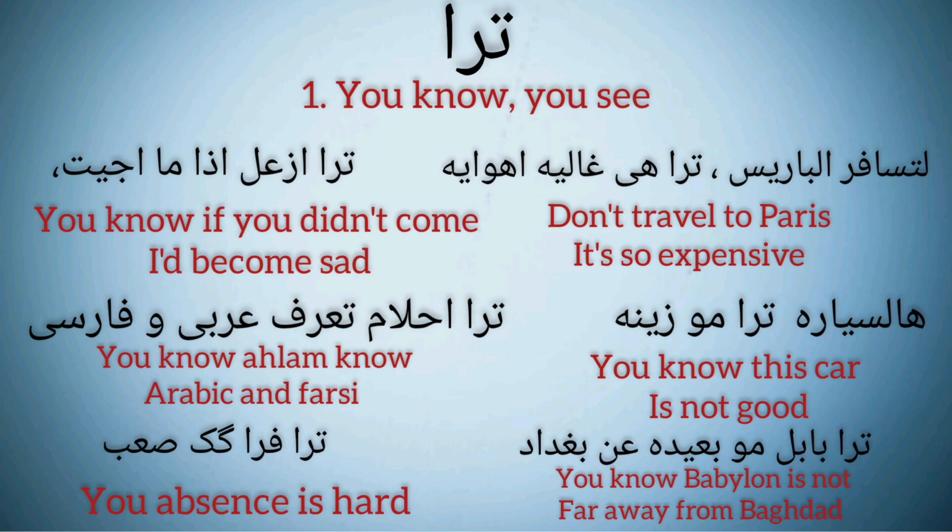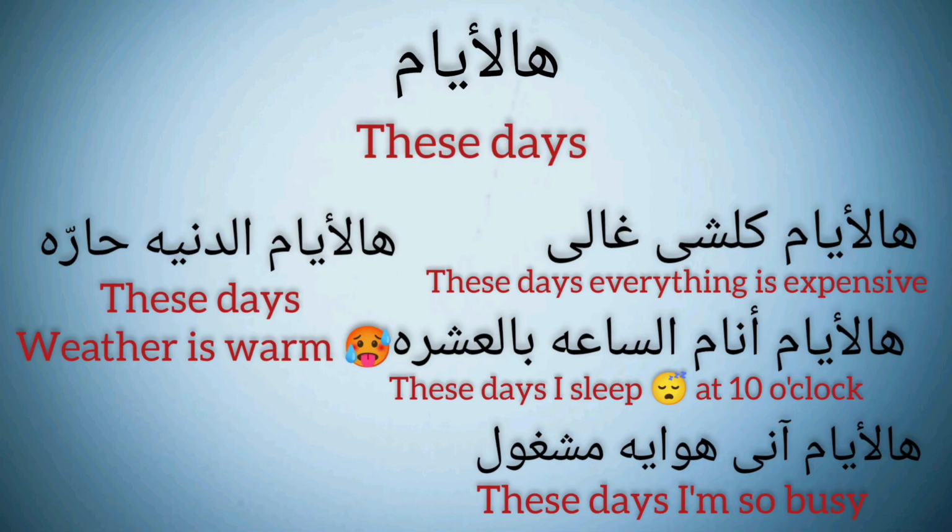ترى بابل مو بعيد عن بغداد. You know, Babylon is not far away from Baghdad. Babil means Babylon. Mu means no, not. بعيد, far away. And عن means from, and Baghdad. ترى فراقك صعب. You know, your absence or your abandonment is so hard.